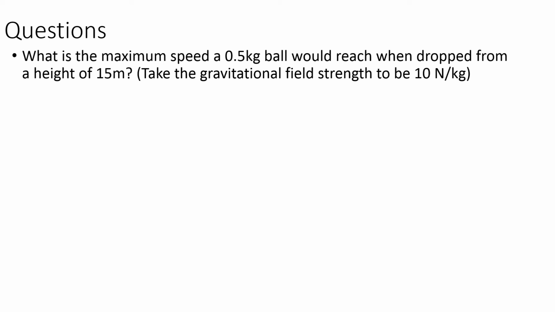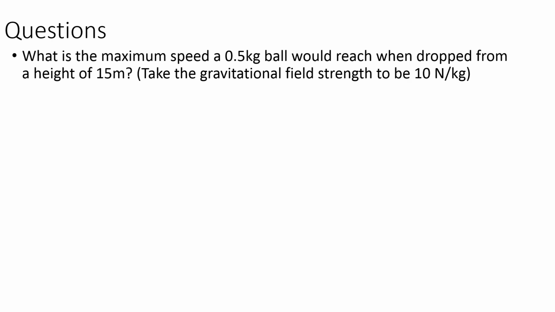This one's going to take a little bit more thinking, as it involves another type of energy, and we're going to have a think about that. What is the maximum speed a 0.5 kilogram ball would reach when dropped from a height of 15 meters? Again, we're going to take the gravitational field strength to be 10 newtons per kilogram.